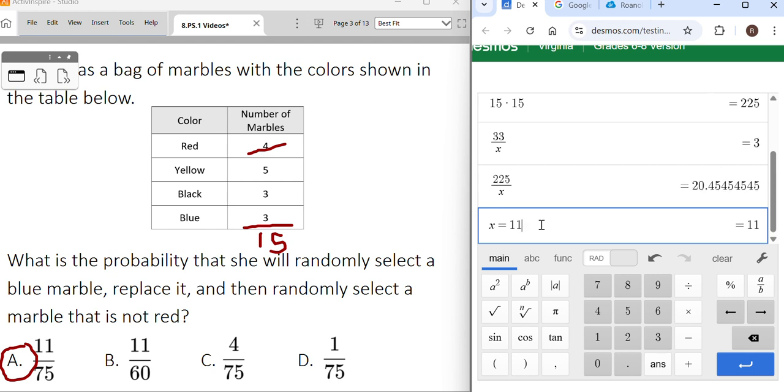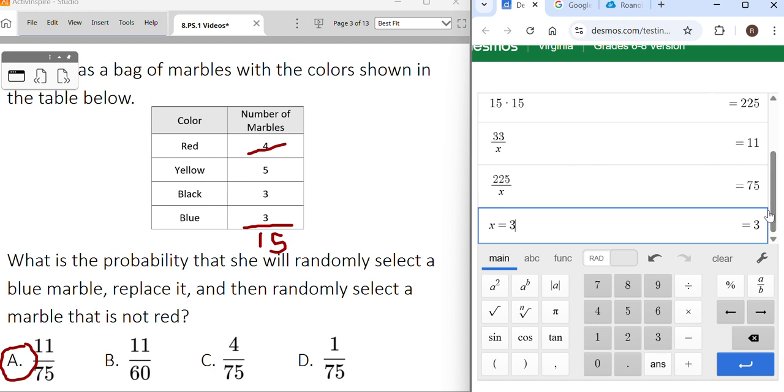Don't give up. I know it takes a while, but sometimes you just have to take your time and make sure you get there. We're almost there. 8, 7, 6, 5, 4, 3. There you go. Do you see how these numbers have absolutely no decimals? 11 over 75 is the answer we found.